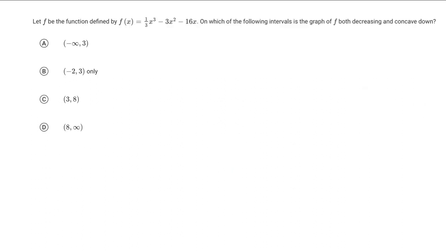All right, next question is, we have this function. On which of the following intervals is the graph both decreasing and concave down? Decreasing means our first derivative is negative. Concave down means my second derivative is negative. So we basically have to figure out both our first derivative and second derivative and see the overlap between them. So first let's do the first derivative.